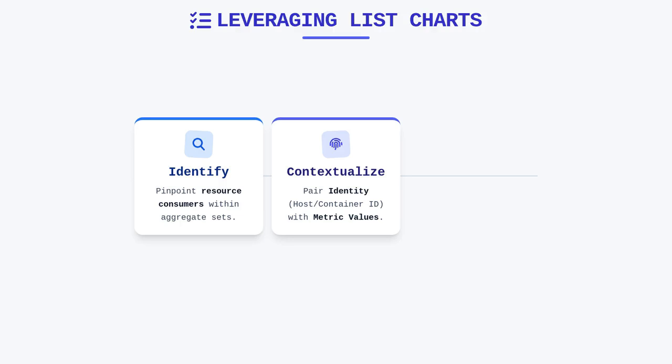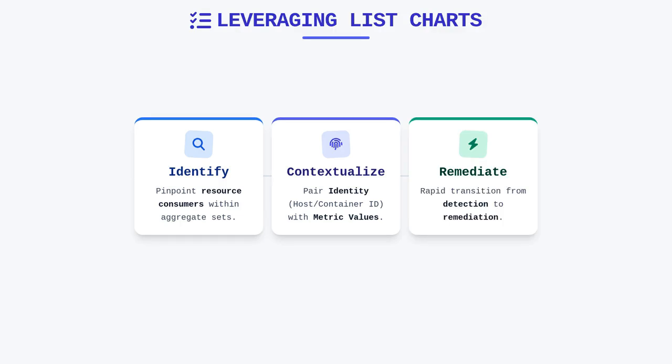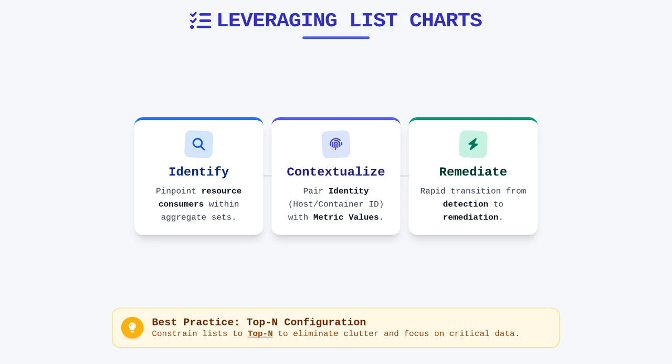This is far more efficient than a graph in this specific context because the list structure presents sorted metadata alongside quantitative metrics, facilitating a direct transition from identifying the source to taking remediation action. Always ensure these lists are constrained to a relevant top-end configuration to prevent the dashboard from becoming cluttered with marginally important information.